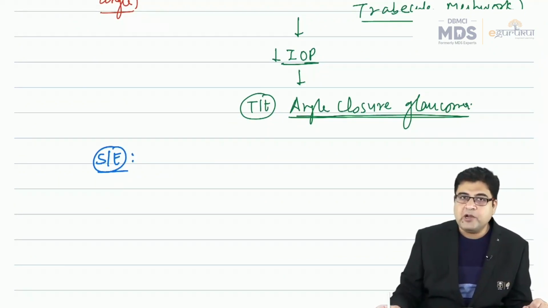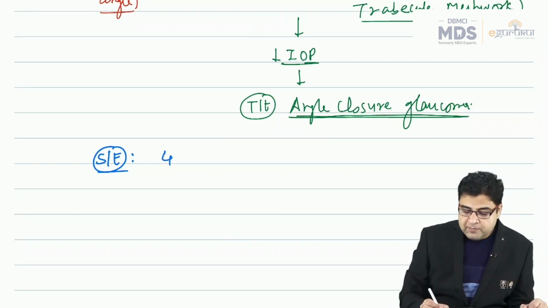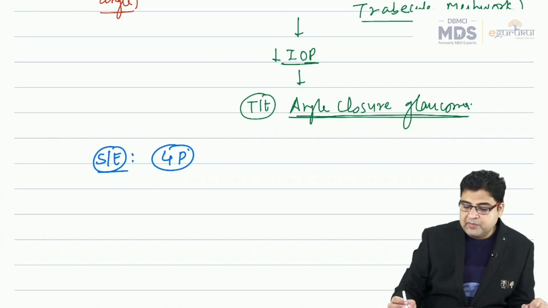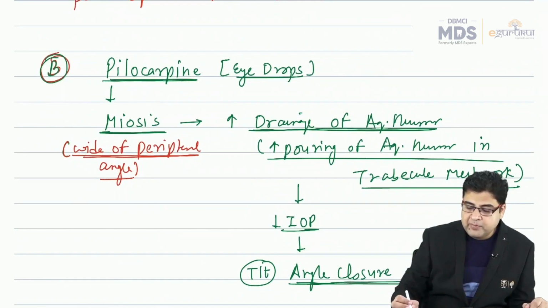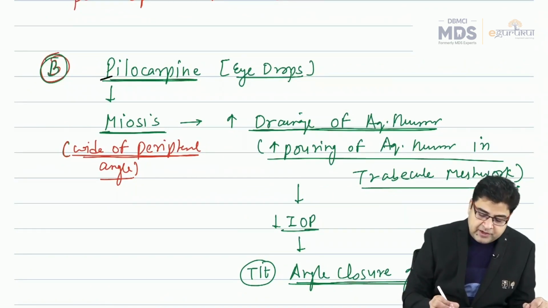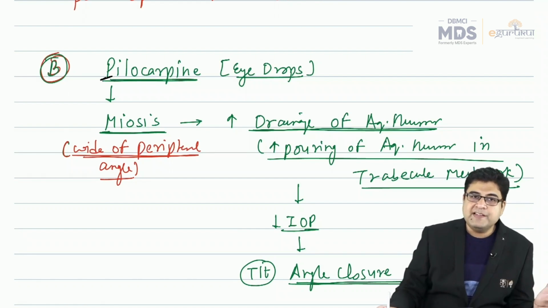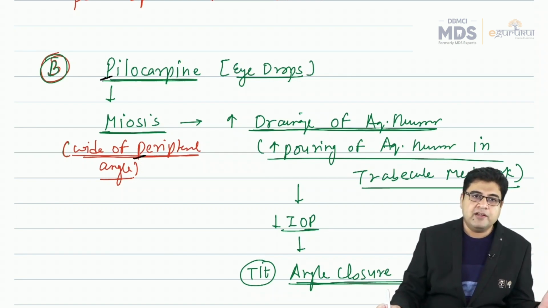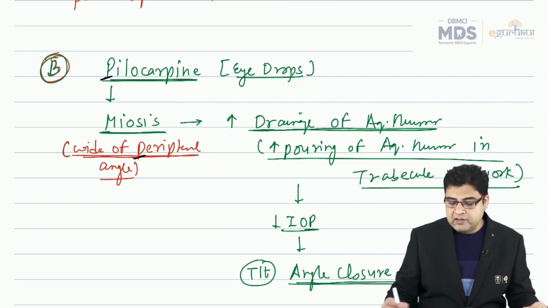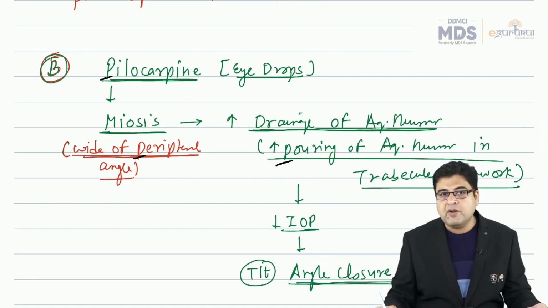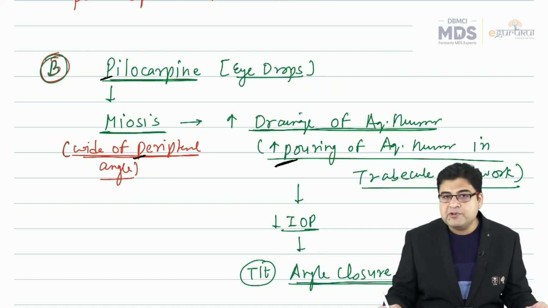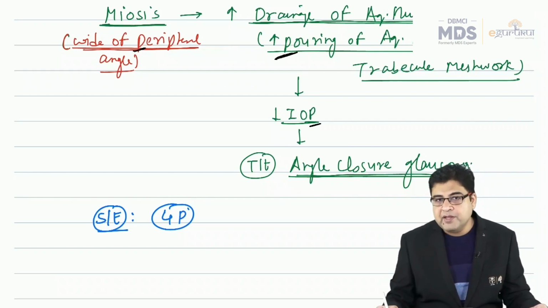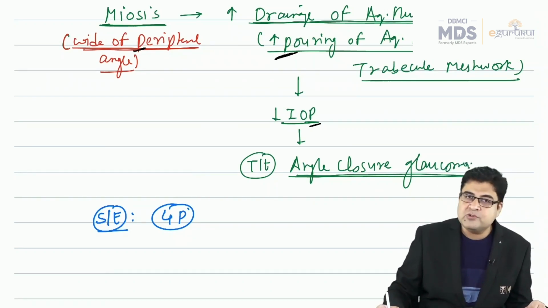The side effects of pilocarpine you can remember by the mnemonic 4P. Like pilocarpine is a drug that starts from alphabet P. This medicine will cause widening of the P angle, that is the peripheral angle, and can increase the pouring of aqueous humor in the trabecular meshwork. It reduces the pressure in the eyes, that is again a P, and this medicine can also result in a side effect that also starts from P.